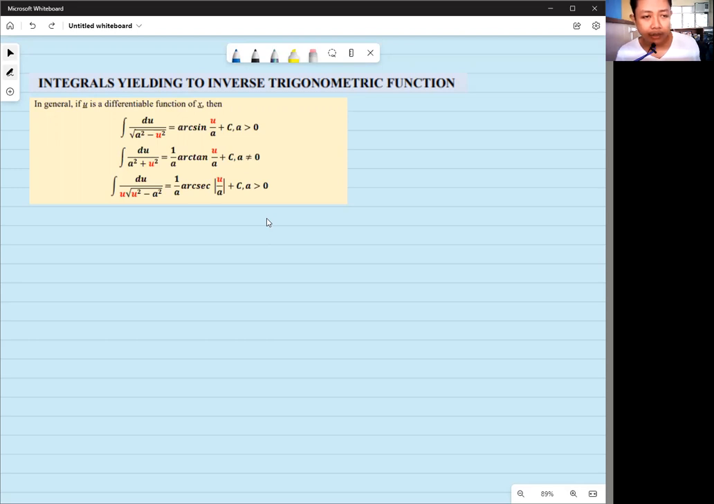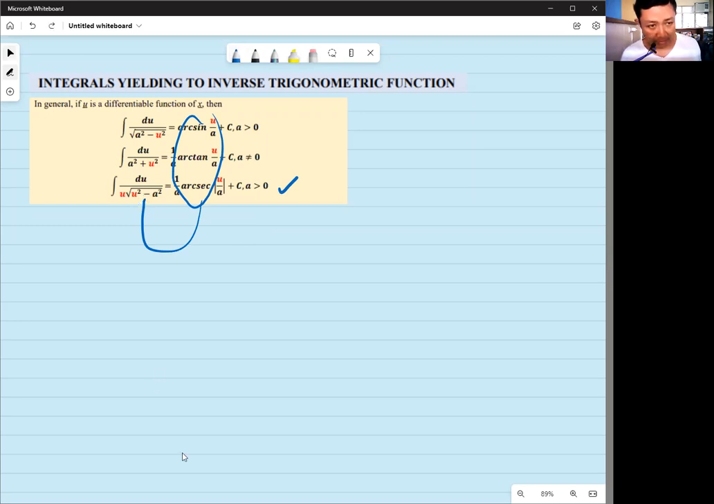Okay, going back. So if you encounter a given integral wherein you have du over a squared plus u squared, again, a is always a constant and u is always a function, then you will end up with arctan. Okay, take note of that. And if you ever encounter an integral like this, du over u times the square root of u squared minus a squared, in this pattern, you will end up with arcsec. Why? Because the derivatives of these inverse trigonometric functions result to this kind of format.